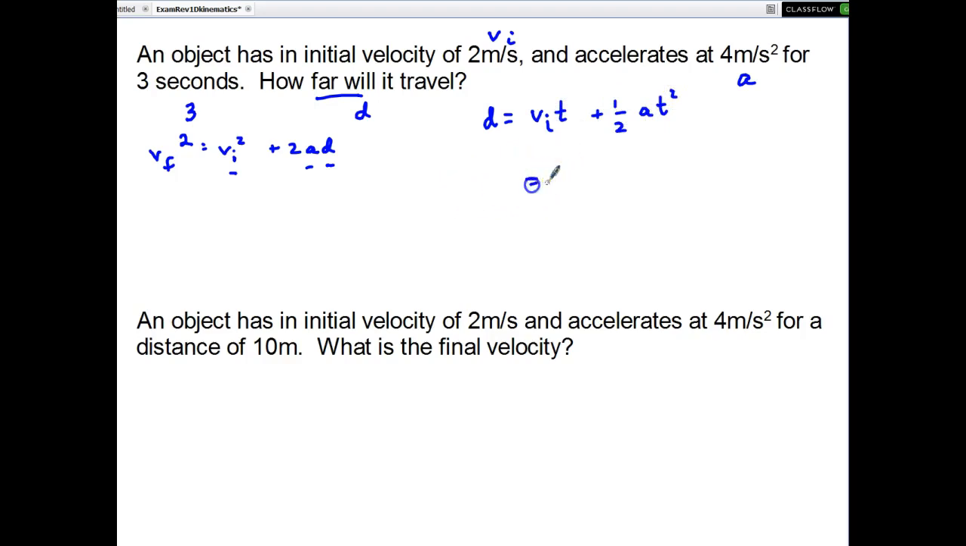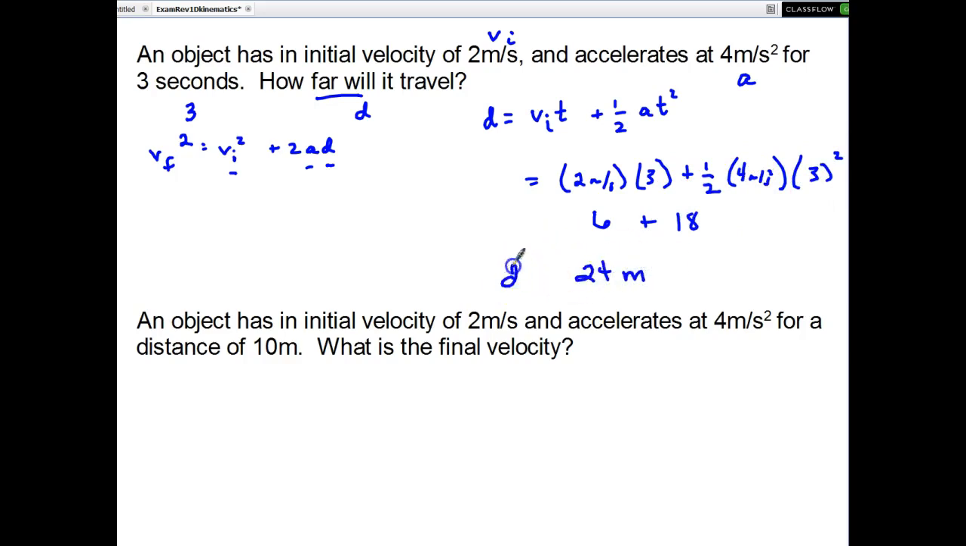All right, so our initial velocity is 2 meters per second times our time, which is 3 seconds, plus 1/2 times our acceleration, which is 4 meters per second squared, times our time squared, which is 3 squared. So 2 times 3 is 6. 3 squared is 9, times 4 is 36. Half of 36 is 18, and 18 and 6 is 24 meters.